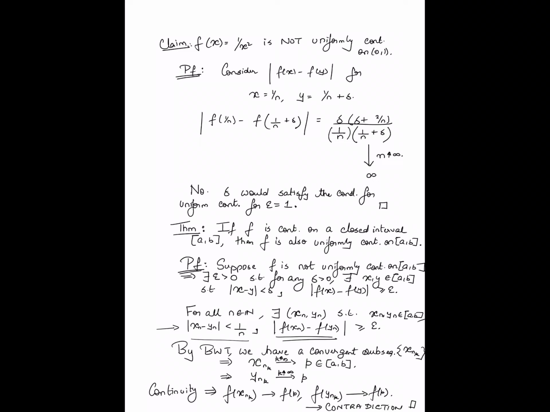So therefore, by continuity, f(xnk) has to converge to f(p), and f(ynk) also has to converge to f(p), which means f(xnk) and f(ynk) have to get arbitrarily close to one another, which they can't because they are guaranteed to be greater than or equal to epsilon apart, and therein lies your contradiction.